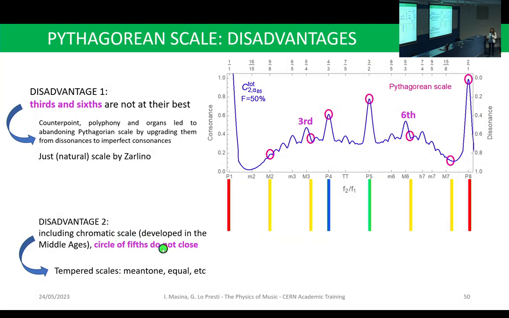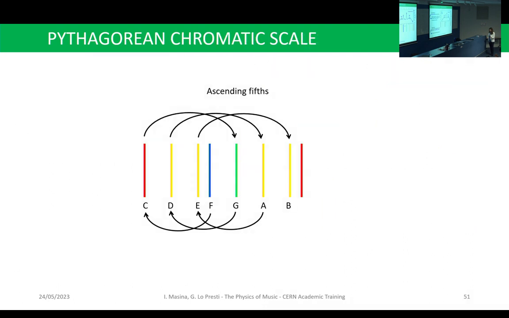Solving this problem, which was developed essentially in the Middle Ages, you go as a solution towards tempered scales, and this will be for tomorrow. Let me show you the chromatic scale according to Pythagoras. So we ascend by fifth or descend by fourth, which is equivalent to doing this kind of circle going to the right. So let's continue.